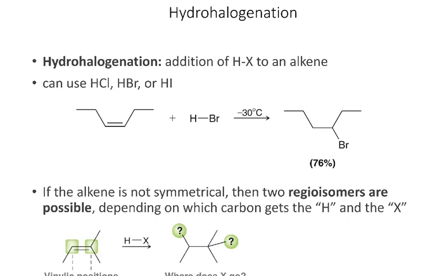The first addition reaction we're going to study is hydrohalogenation, where we're going to add an HX molecule to the alkene. And so we can use HCl, HBr, or HI. In this reaction, which we conduct at low temperatures because low temperatures favor addition reactions, the hydrogen is going to add to one of the carbons of the double bond, and the halogen is going to add to the other carbon. Now, this alkene is symmetric, and so which side gets the hydrogen and which side gets the halogen doesn't matter. We're going to get the same compound either way.